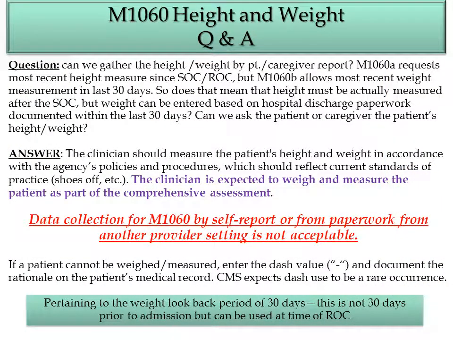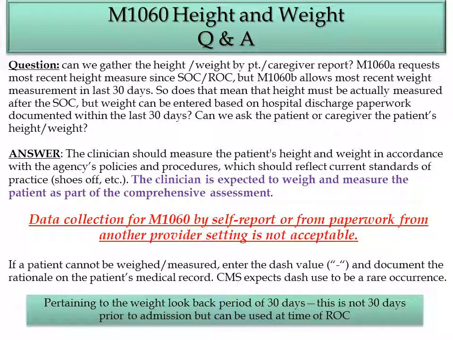This question was asked of CMS. Can we gather the height and weight by patient caregiver report? M1060A requests most recent height measured since SOC/ROC, but M1060B allows the most recent weight measurement in the last 30 days. So does that mean the height must be actually measured after the start of care, but the weight can be entered based on hospital discharge paperwork documented within the last 30 days? Can we ask the patient or caregiver the patient's height and weight?